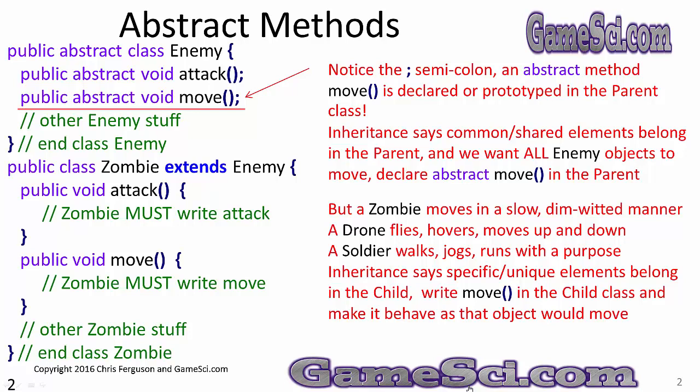The move method in drone would fly. The move method in soldier would react like a soldier. We want all enemy objects to move, so we declare an abstract method move in the parent class, but then the child class can customize or make specific the move for a particular class. Objects should always behave like the thing they represent. A zombie should act like a zombie or move like a zombie.